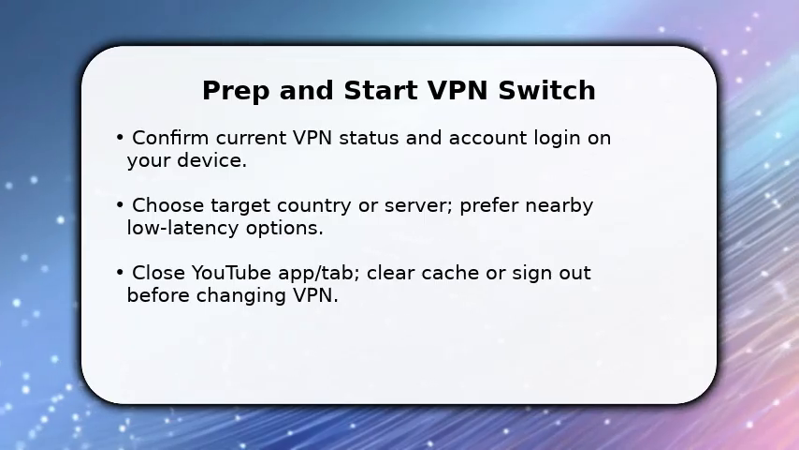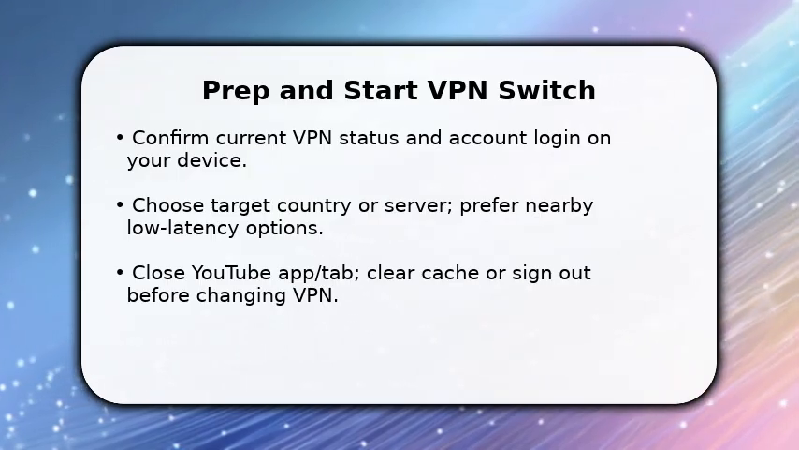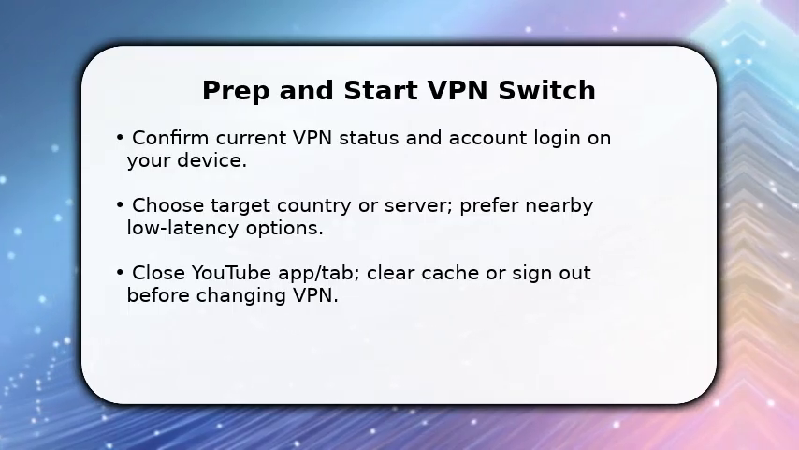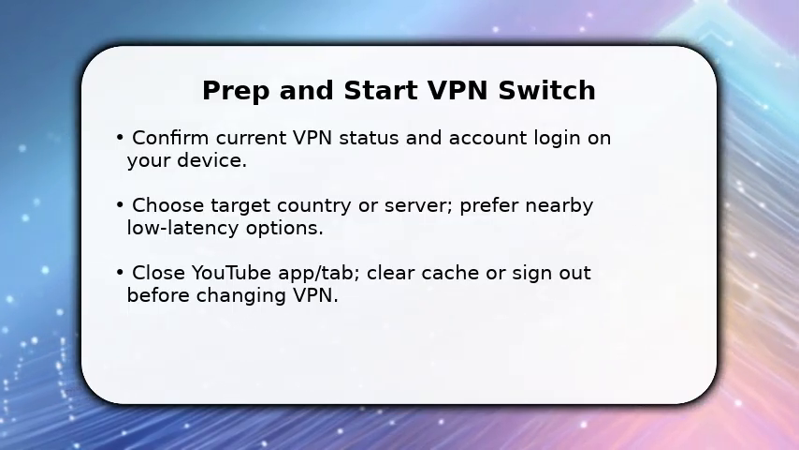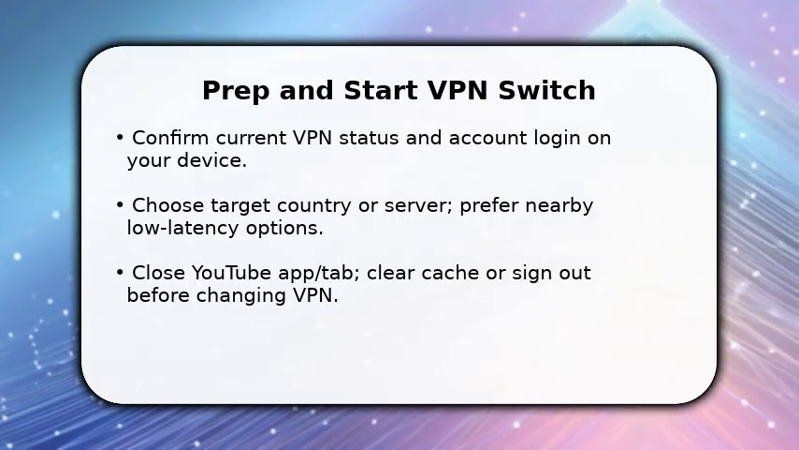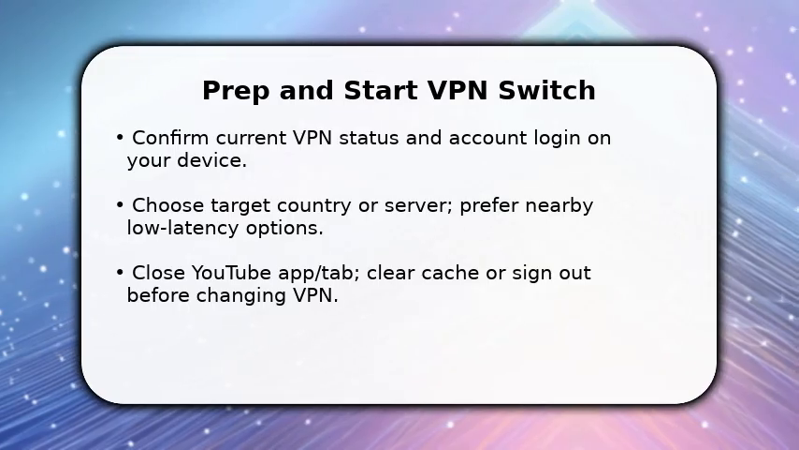You begin by confirming your current VPN is active and you're logged into the device where you use YouTube. Next, pick the target country or specific server. Closer servers reduce lag and speed issues. Once selected, close the YouTube app or browser tab and clear cache or sign out. This prevents regional cookies from sticking.